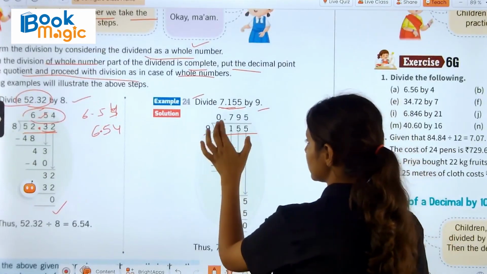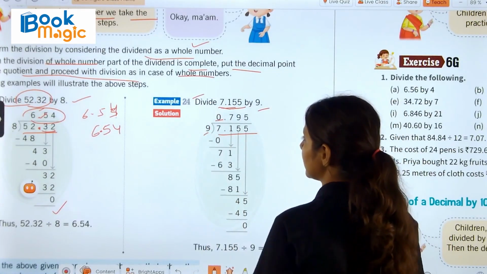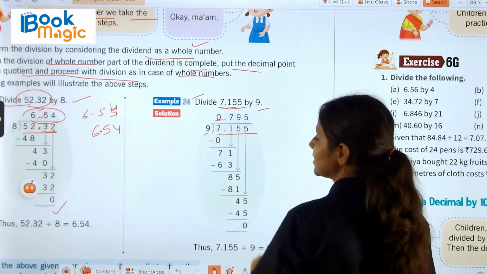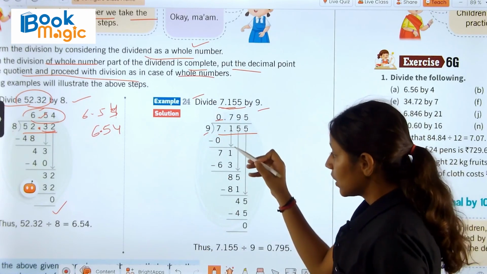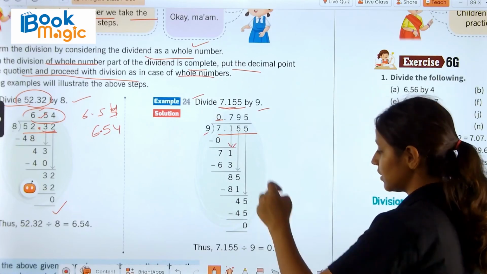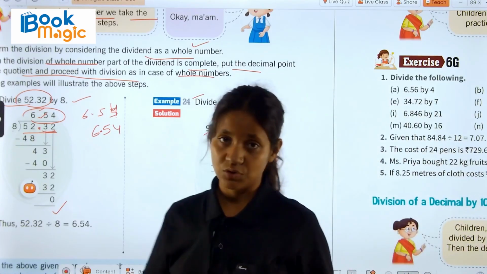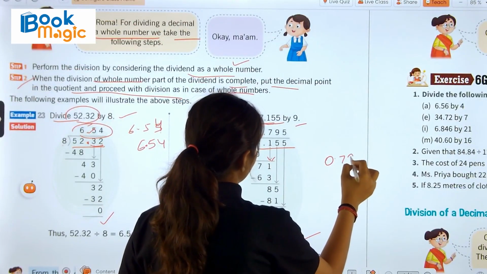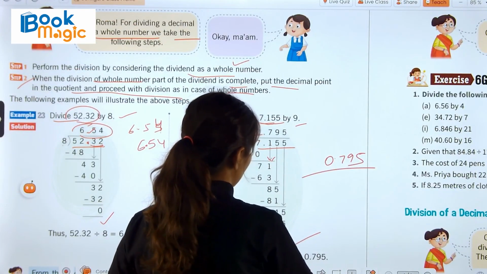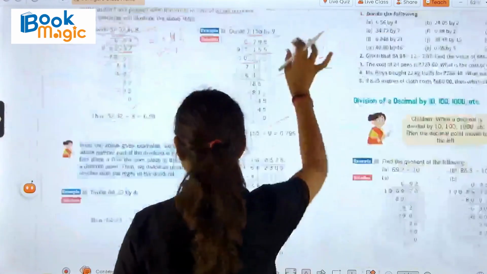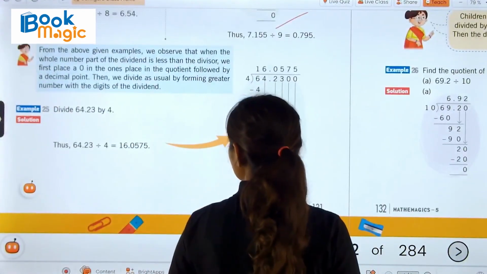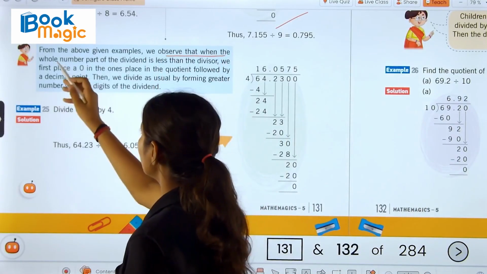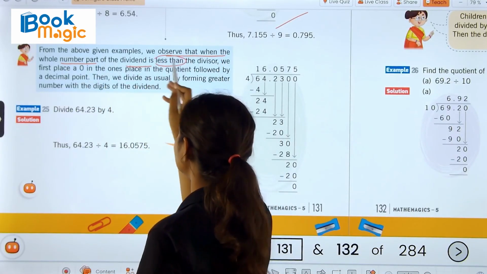Now because it cannot be subtracted, we are using 0 first. Okay, so 9 zeros are 0. Okay, 7 minus 0 is 7. Now taking this one here, 71, 63, and then we are doing the whole division. After that, we are getting the value 0.795. Okay. Then here there is a note that from the above given example, we observe that when the whole number part of the dividend is less than the divisor.